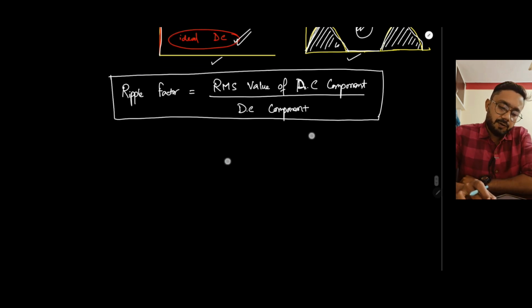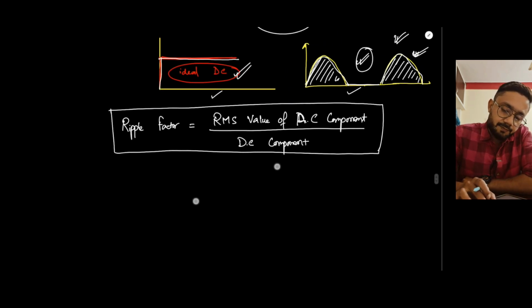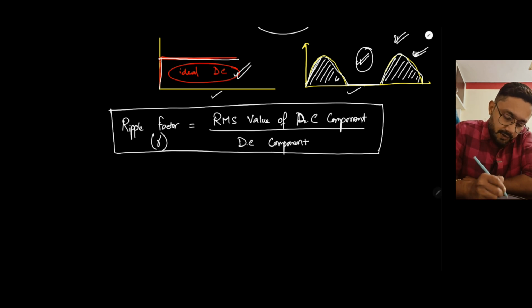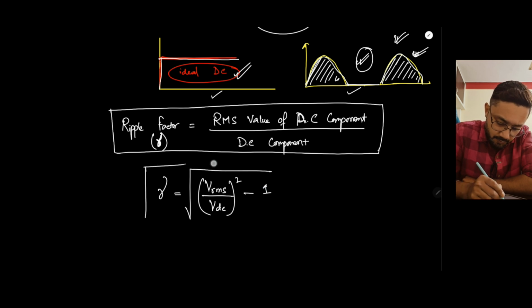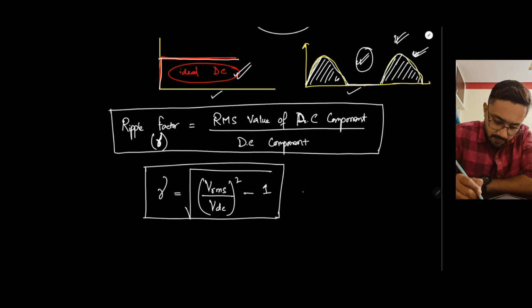So if we write the ripple factor formula, the ripple factor is denoted by this symbol, gamma. So this is the ripple factor. The formula is the square root of (Vrms by Vdc) whole squared minus 1. So this is the formula of the ripple factor.